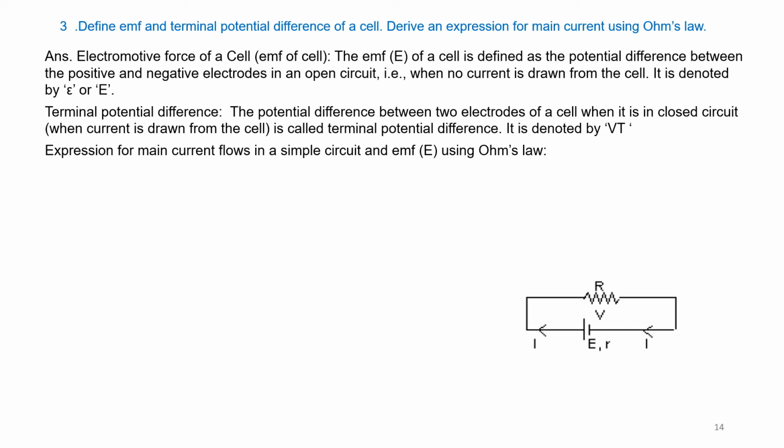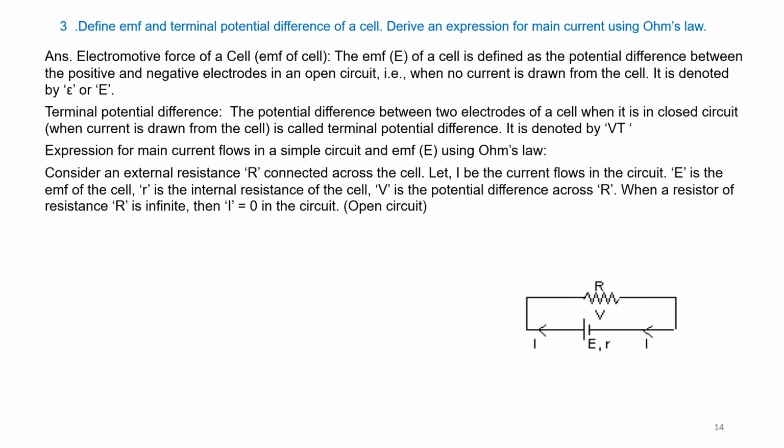Expression for main current flowing in a simple circuit using EMF and Ohm's law. Consider an external resistance R connected across this cell. Let I be the current flowing through the circuit. E is the EMF, r is the internal resistance, and V is the potential difference across R. When the resistance R is infinite, I is equal to 0 in the circuit, that is, an open circuit. That is when there is no R.